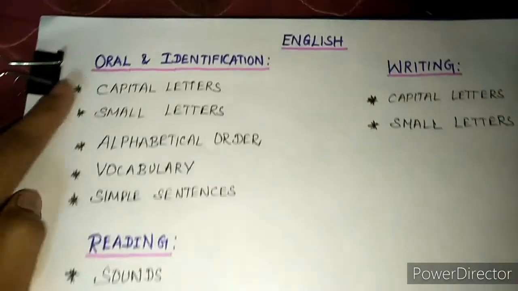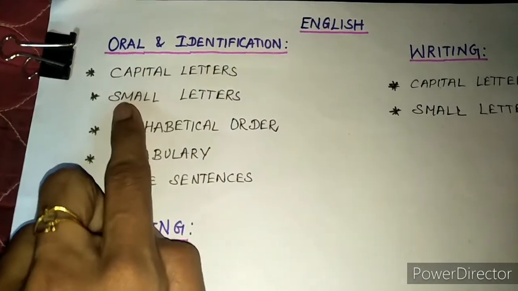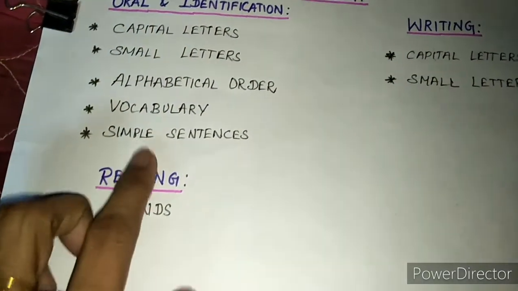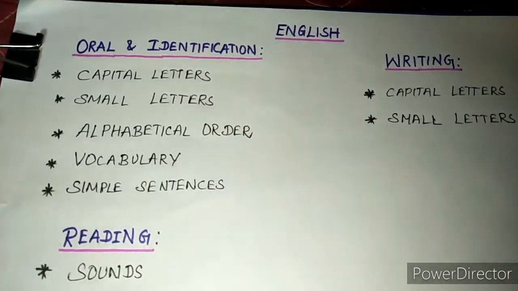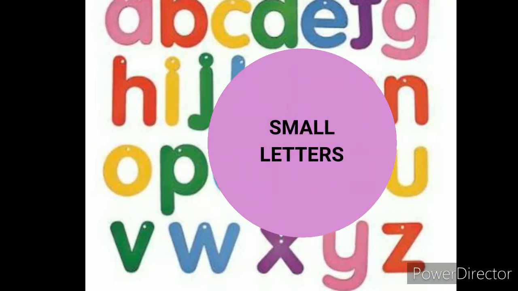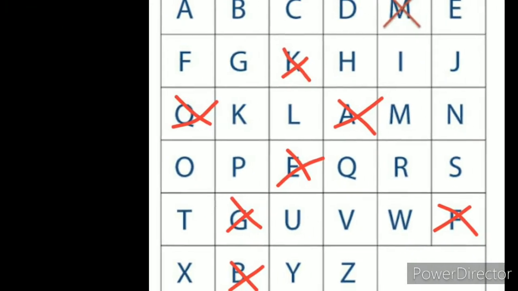First section is oral and identification. Under this section, we have capital letters, small letters, alphabetical order, vocabulary and simple sentences. So they have to identify the capital letters and small letters. They must be able to say the alphabets in order. To make them thorough with this, you can use more worksheets and hands-on activities.